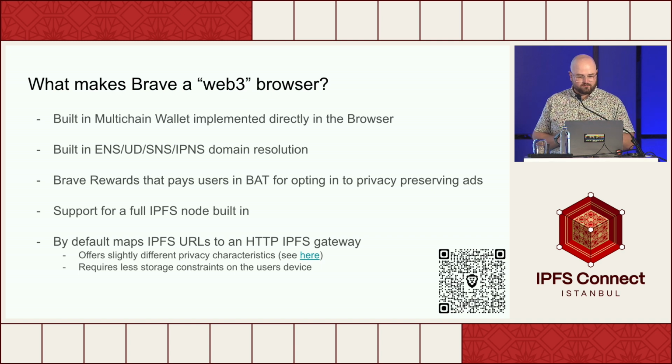Also, we have support for a full IPFS node built in. But by default, we actually map IPFS URLs to an HTTP IPFS gateway. The main reason for this is it's slightly different in terms of its privacy characteristics. And being Brave, one of the things that is our brand promise is trying to promise better privacy. Additionally, this also requires less storage on the user device.